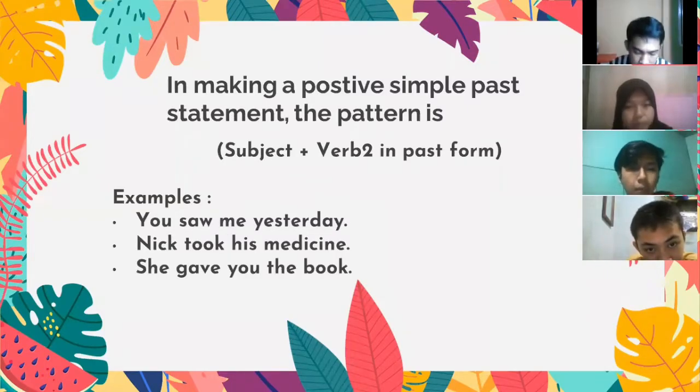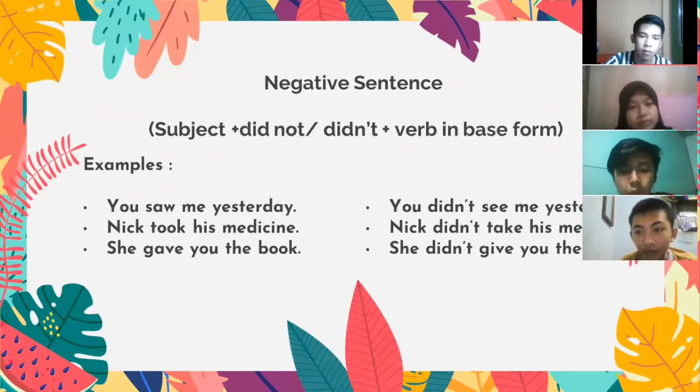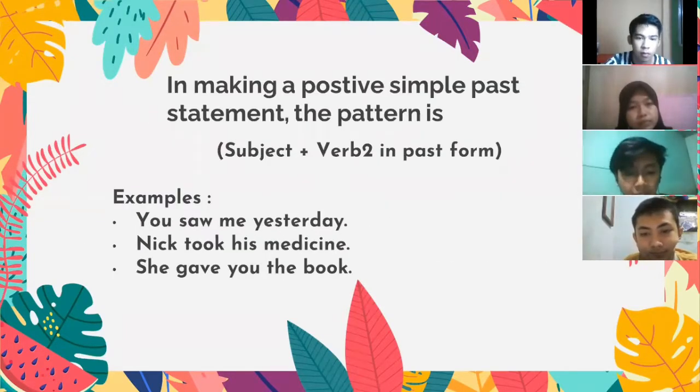Next. In making a positive simple past statement, the pattern is subject plus verb 2. For example, you saw me yesterday. Nick took his medicine. She gave you the book. You, Nick, and she are the subject. Saw, took, and gave are the verb. Next.